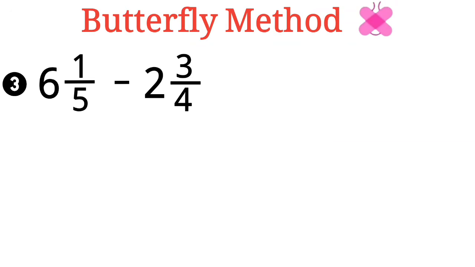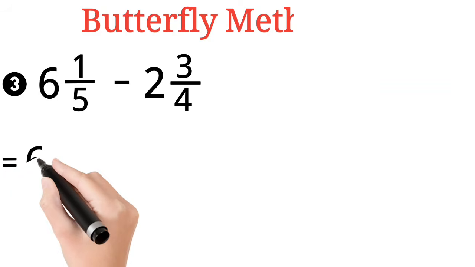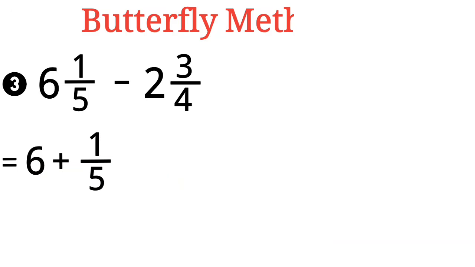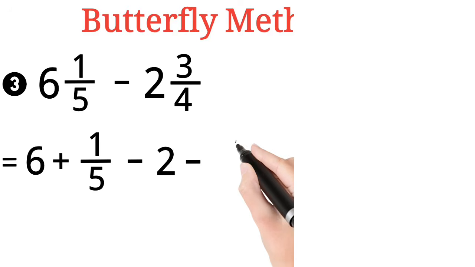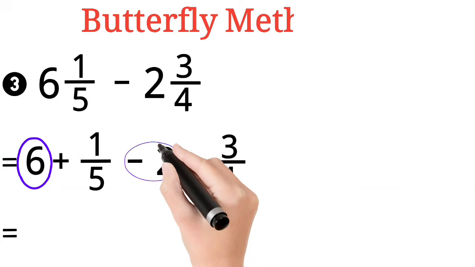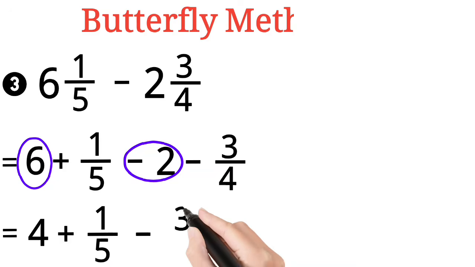Now let's try one where the fraction we're subtracting is actually larger than the fraction we have. This is the part that usually causes the confusion. 6 and 1/5 is 6 plus 1 over 5, and 2 and 3/4 is 2 plus 3 over 4. Now combine the whole numbers. 6 minus 2 equals 4, so we're left with 4 plus 1 over 5 minus 3 over 4.